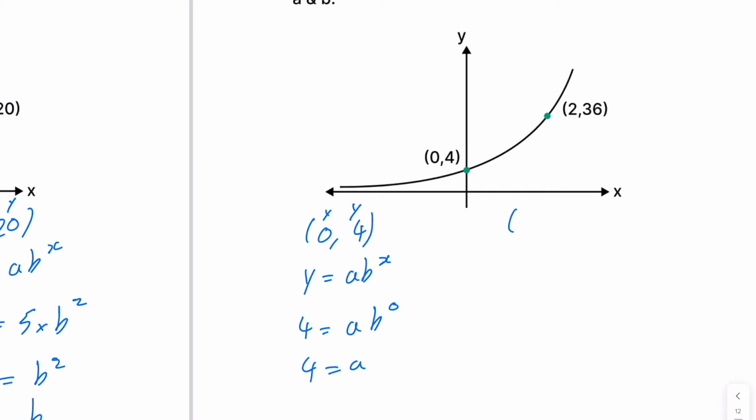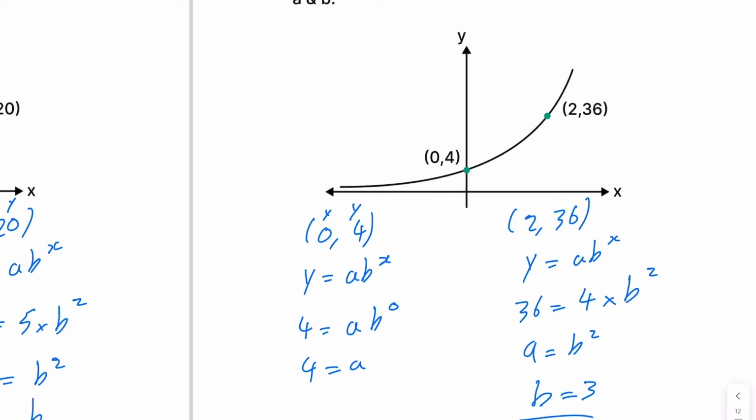And again, if you do that on the other coordinate, to find the value of b, we have y is equal to ab^x. We know that y is 36. We've already found a on the left, so that's 4 times b to the power of 2. If I divide each side by 4, I get 9 is equal to b squared. If I square root each side, I get b is equal to 3.